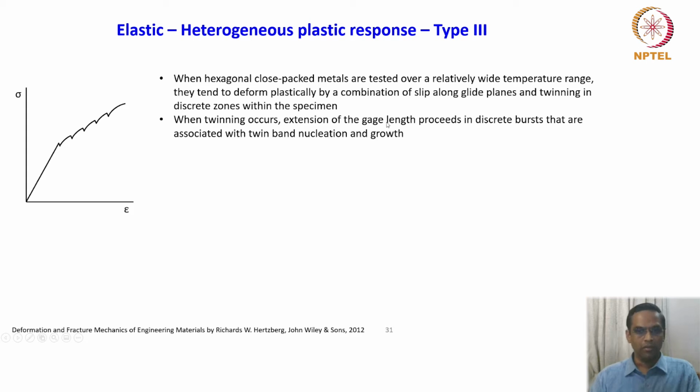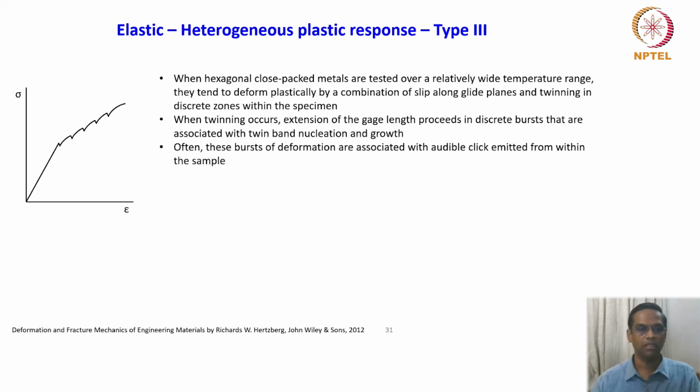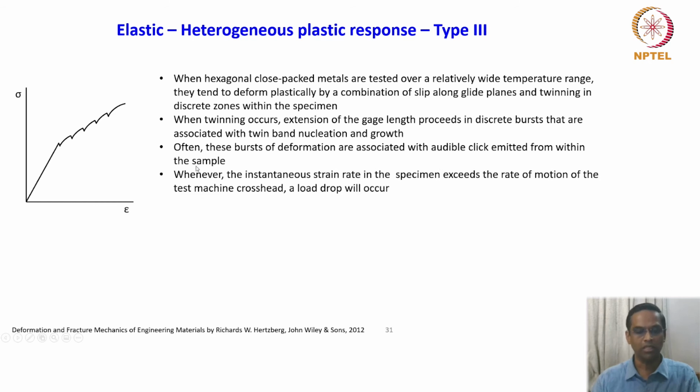As the extension of the gauge length proceeds, that means as you pull the specimen in a tensile direction, there are discrete bursts that are associated with twin band nucleation and growth. So when the twin band nucleates, there is a burst. That is what is shown here, and that causes this kind of serration. Often these bursts of deformation are associated with an audible click emitted from within the sample. People have recorded this audio in most of the experiments just for observation.